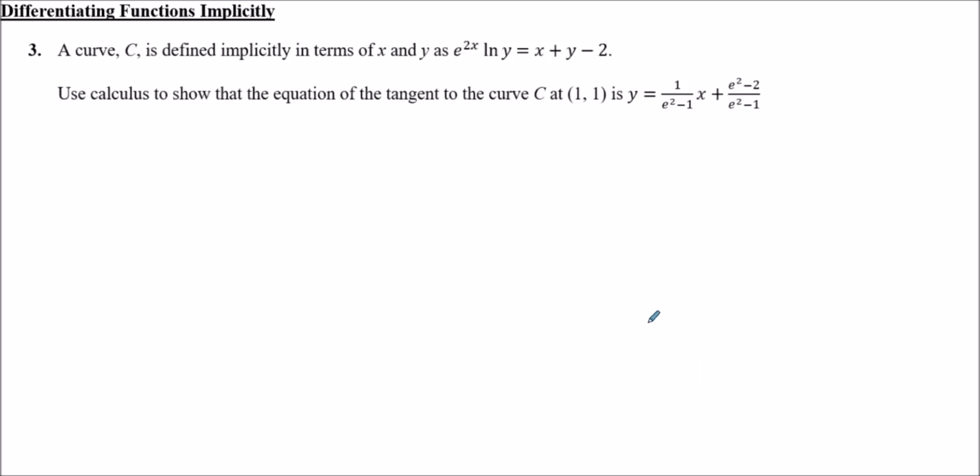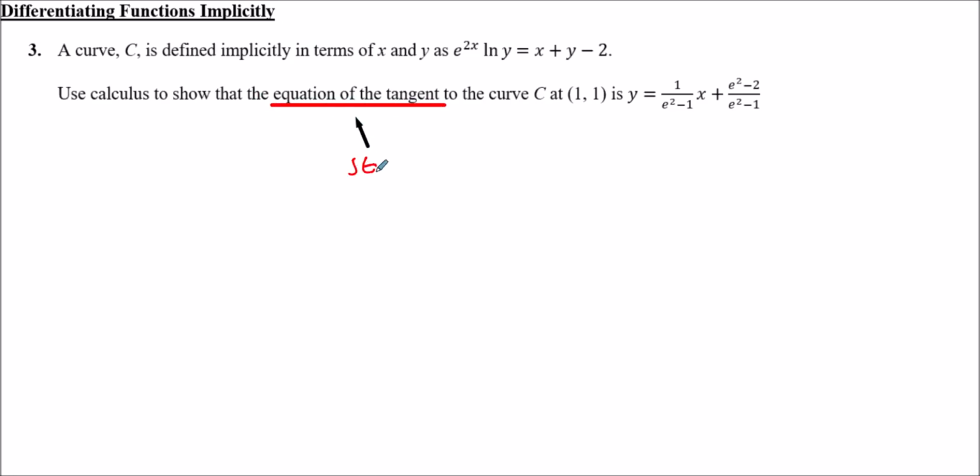Question 3. I've got a curve, C, defined implicitly in terms of x and y as e to the 2x ln y equals x plus y minus 2. Use calculus to show that the equation of a tangent to the curve C at the point 1, 1 is y equals 1 over e squared minus 1 x plus e squared minus 2 over e squared minus 1. Now, as horrible as this sounds, let's just think about it step by step. We're wanting an equation of a tangent. A tangent is a straight line, okay?